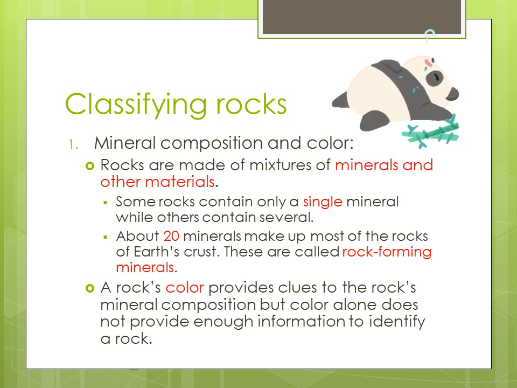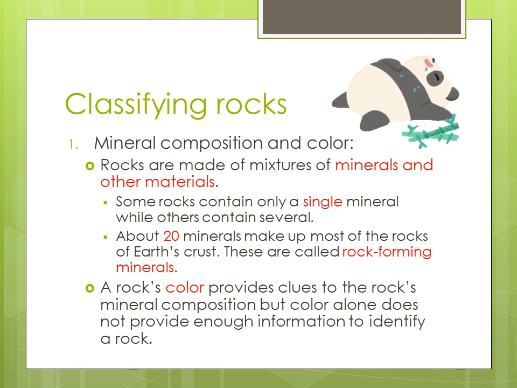Our first step in classifying rocks is looking at the mineral composition and color. We need to understand that rocks are made up of a mixture of minerals and other materials. Some rocks contain only a single mineral, while others contain several. And what is important to note is that there are about 20 minerals that make up most of the rocks of Earth's crust. About 20 minerals. And we call these rock-forming minerals, because they're going to comprise most of the rocks in the crust.